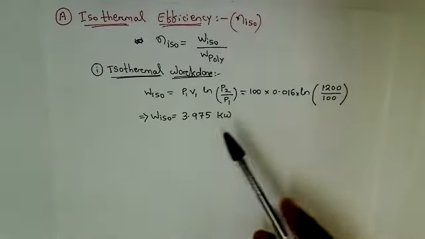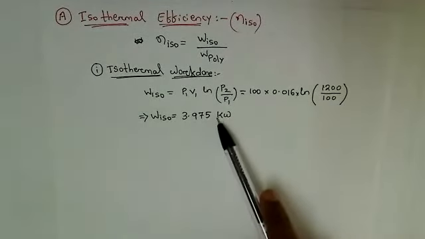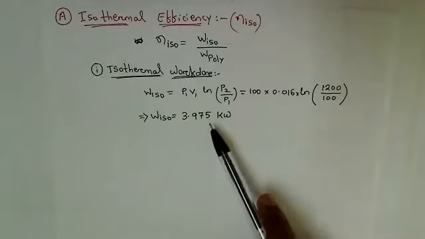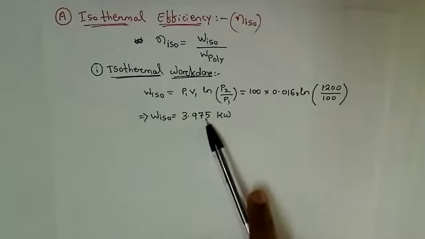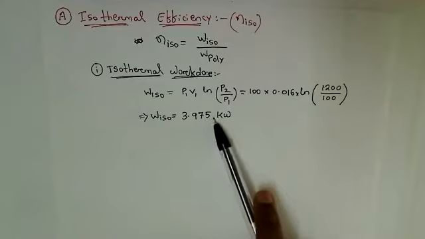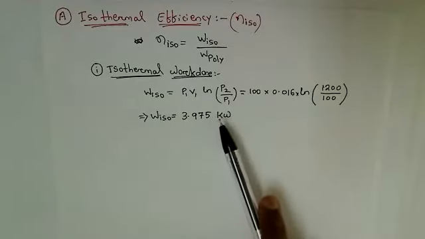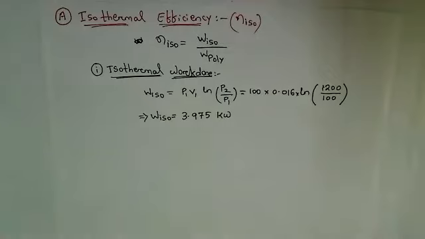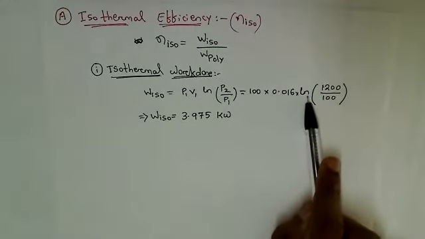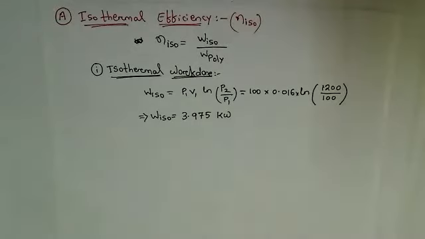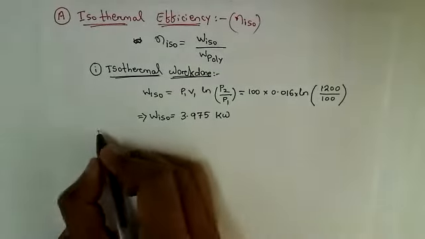But in my book it is given as 4.14. I don't know who is correct, who is wrong. In the book, the isothermal work done answer is given as 4.14. Anyway, you should take ln. You should not enter log. Okay, so this is the isothermal work done.